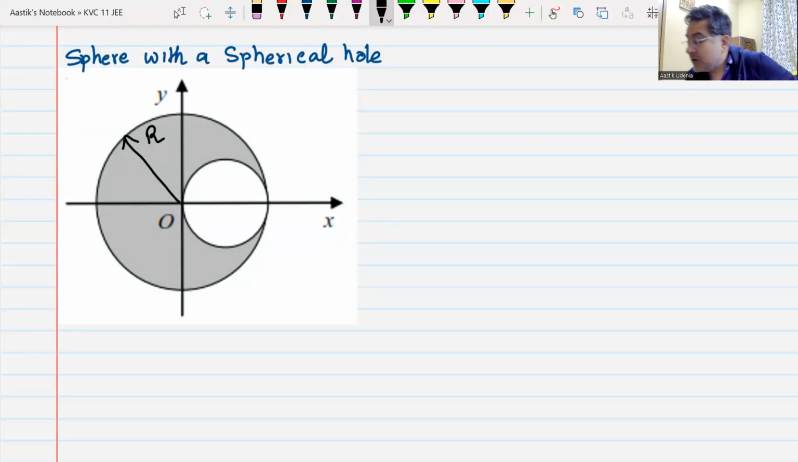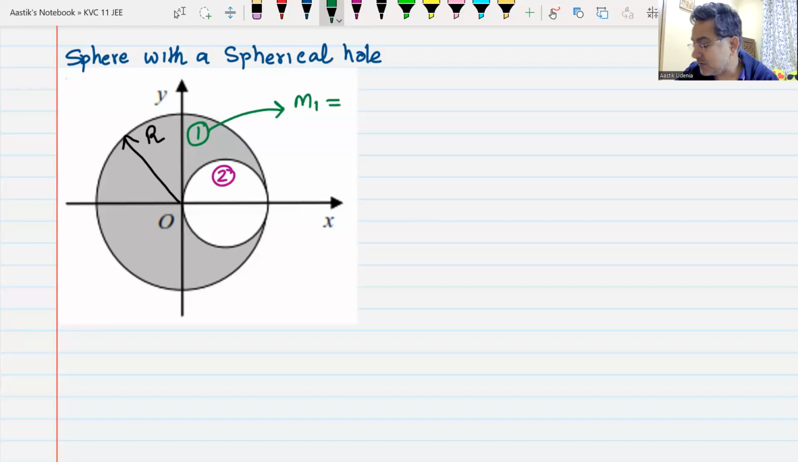So, how am I going to solve this question? On a similar concept, I am going to imagine one sphere, sphere number 1, which is the complete sphere without the hole. Sphere number 2 will be a sphere of negative mass density superimposed on it. What will be the mass m1 of this sphere? The original sphere, without the hole.